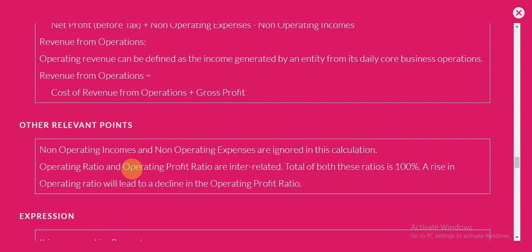And then operating ratio and operating profit ratio are interrelated. See friends, both operating ratio and operating profit ratio are complementary, meaning if operating ratio is 30%, then operating profit ratio will be 70%. And if operating ratio is 60, operating profit ratio will be 40. So the total of both these ratios will be 100%. A rise in operating ratio will lead to a decline in the operating profit ratio. So operating ratio is an expense ratio and operating profit ratio is a profit ratio. That is why it is complementary. The total of these two ratios will be 100%.